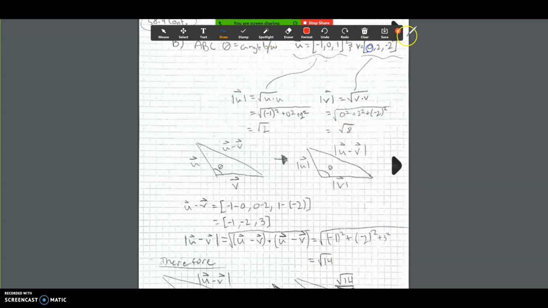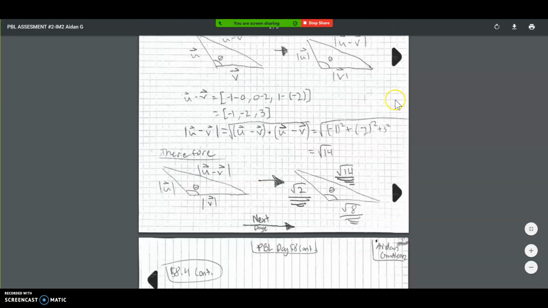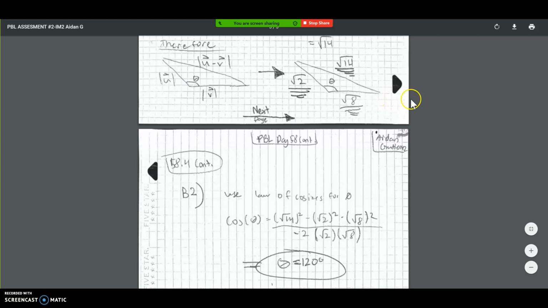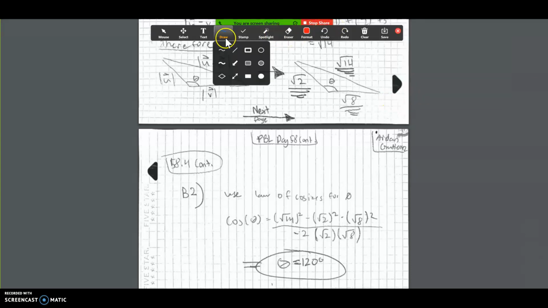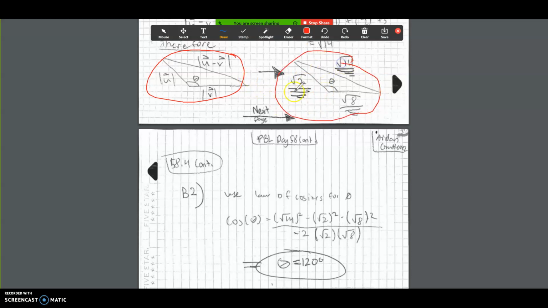Let me clear my drawings. Okay, for u and v, I found this triangle as I did before, and that equals this triangle right here, which with the final values has small legs of root 2 and root 8, and root 14 as the hypotenuse.